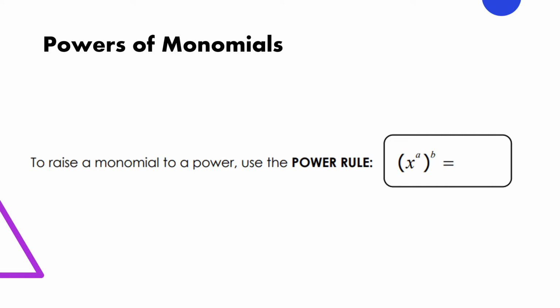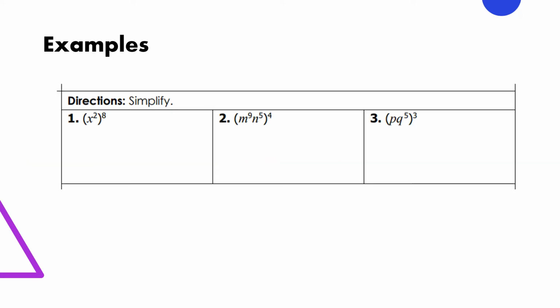So x to the a power to the b power becomes x to the a times b power. So here's a couple examples. x squared to the 8th power becomes x to the 2 times 8th power, or x to the 16th.